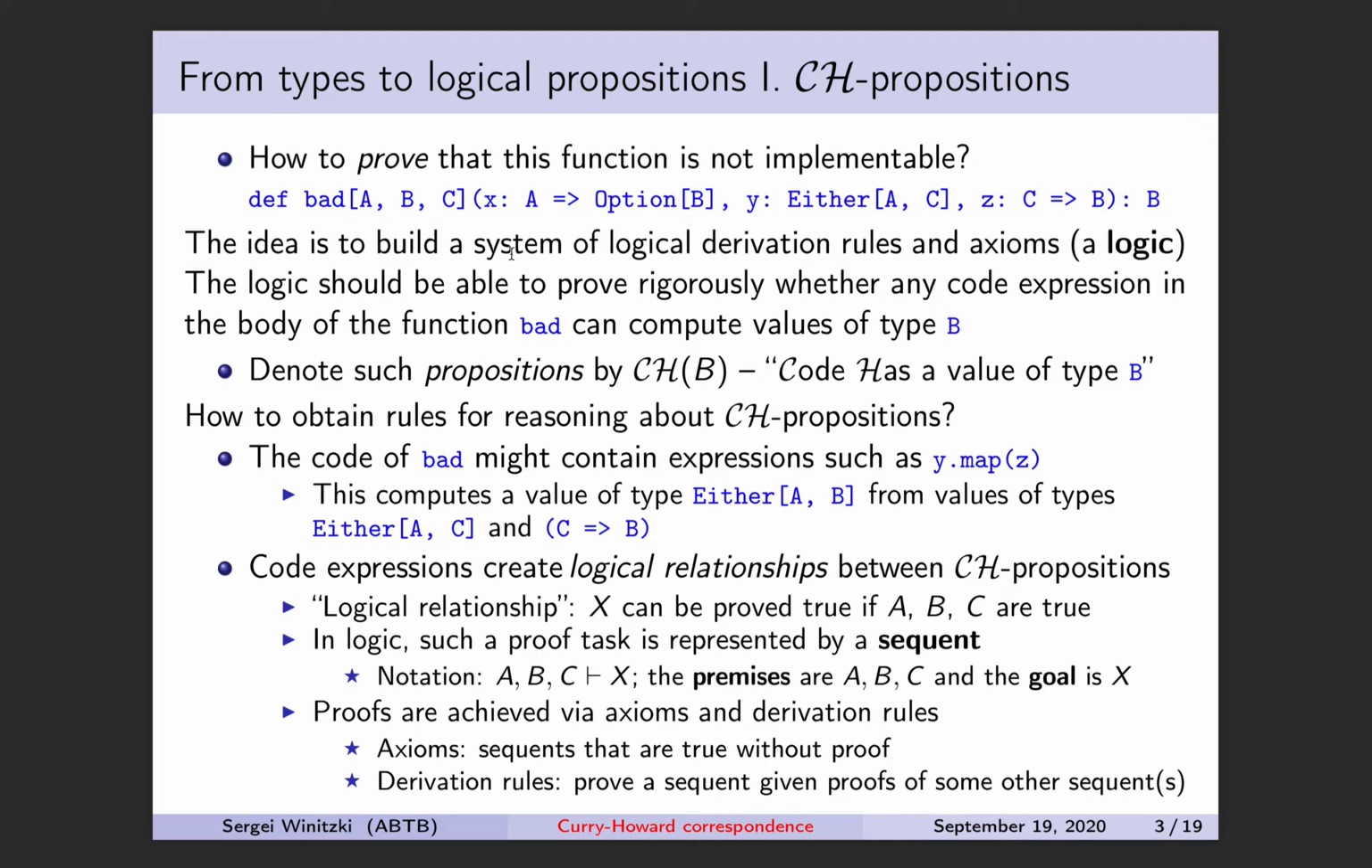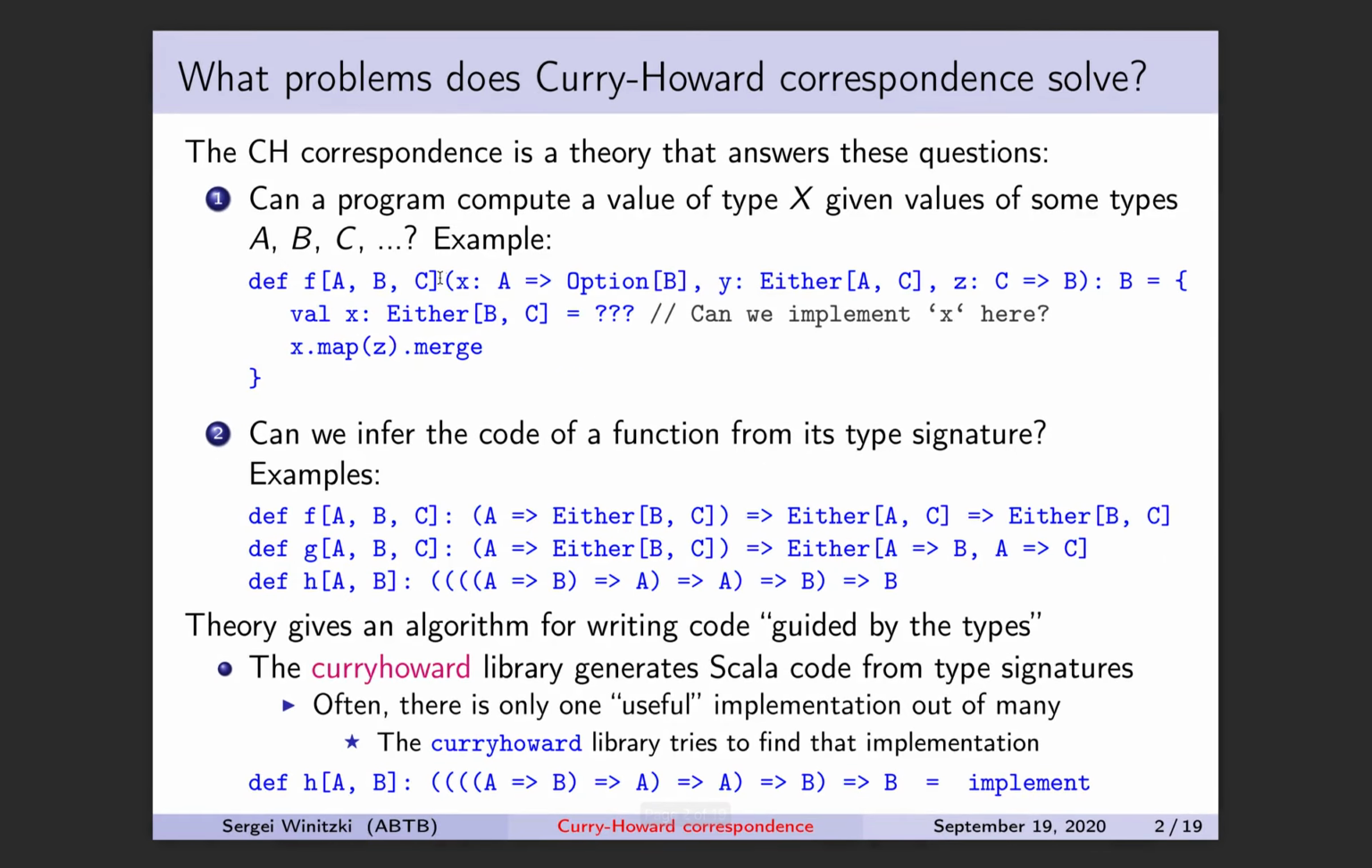So the idea is to build a system of logical derivation rules and axioms that will answer this question. Is this implementable or not? Now, if you look at these two questions, they're really almost the same question. The first question is, can it be done? And the second is, how can it be done? And it's actually really the same question.